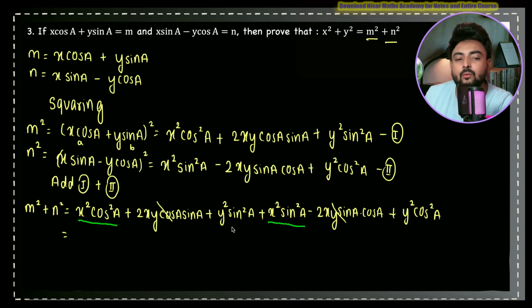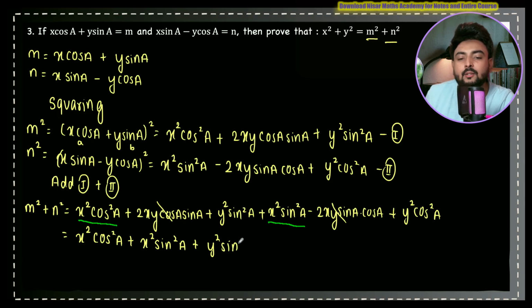And here I have y terms, I'll combine that together as well. So here I'll get x square cos square a plus x square sin square a. I have combined the x square terms together first and then I'll write the y terms. y square sin square a plus y square cos square a.